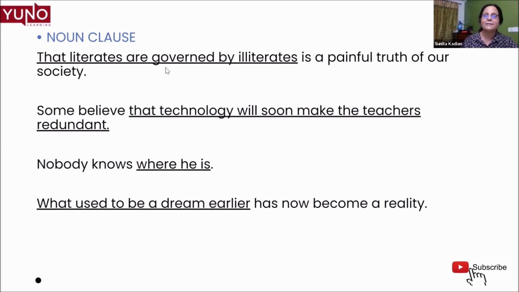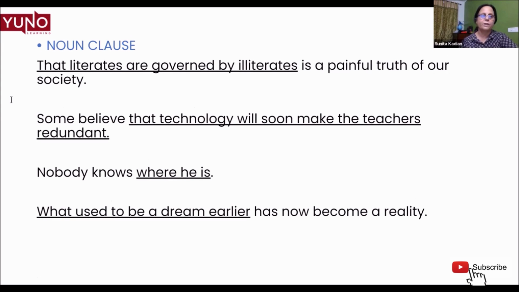So there are some sentences that start with that. What's a noun clause? Noun means naming word, somebody or something. So something is painful. Something is a painful truth of our society. What is it? So I can say, oh, this is a painful truth of our society. That is a painful truth of our society. That literates are governed by illiterates is a painful truth of our society. The same sentence, understand this sentence better now. It can be structured this way also.